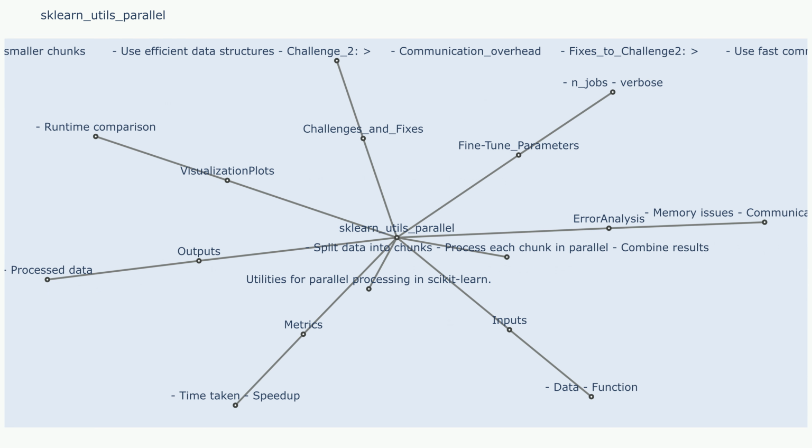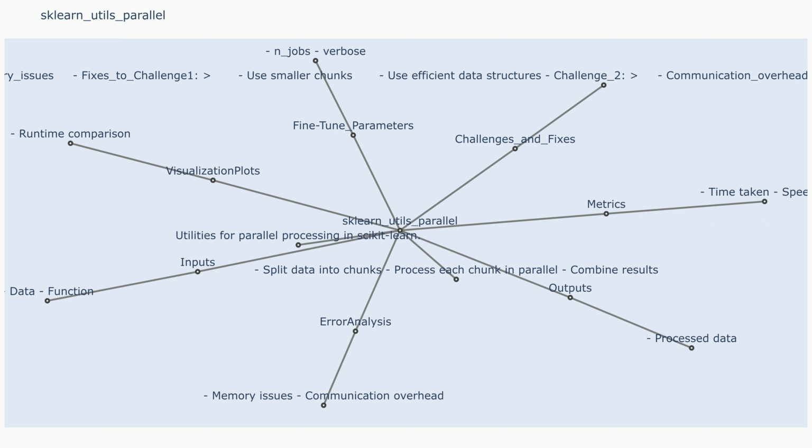Sample use case: running a parallelized task on a small dataset where the overhead of parallelization exceeds the gains from parallel execution. Fixes: adjust the n_jobs parameter to a smaller value, or switch to sequential execution for small tasks.